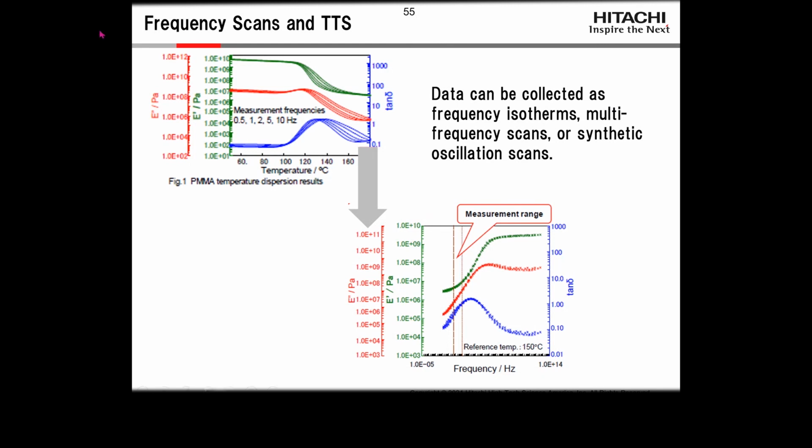Another technique we can do, once we have frequency data, is rearrange the curves so that they're against frequency and then move them around and add them together in what's called time temperature superposition. Here's where we measured the material, and here's the range that the time temperature superposition gives us. So it's a lot bigger. It lets us look at a much greater range. There are several ways this data can be collected, including our synthetic oscillation mode, which really speeds up the collection of the data.